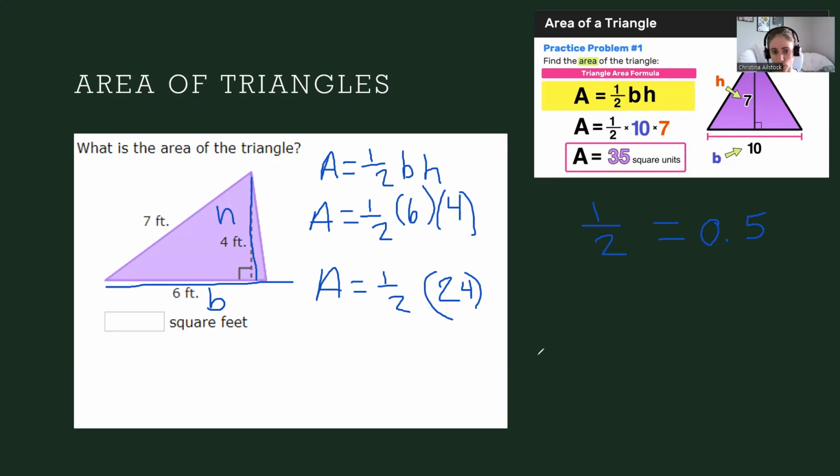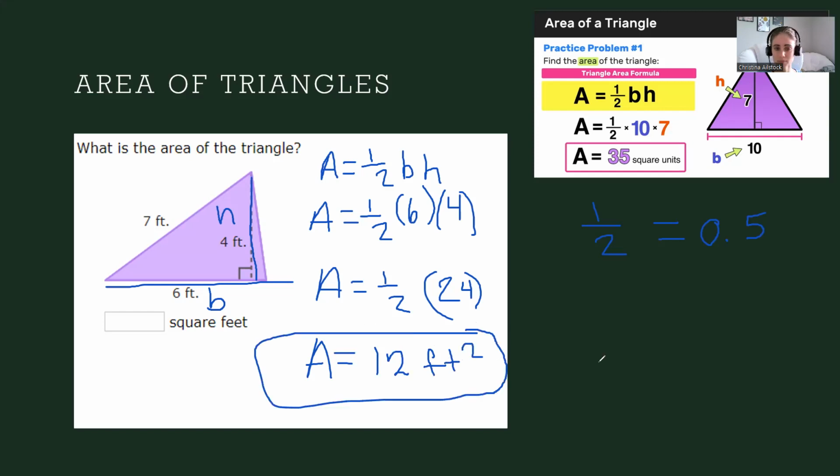So what is 24 divided by 2? What is 1/2 of 24? That would be 12. The area of this triangle is 12 square feet. All right, awesome. Now that we have reviewed each of those shapes individually, let's hop on over to IXL so we can see what it looks like when they're compounded, when they are combined together.